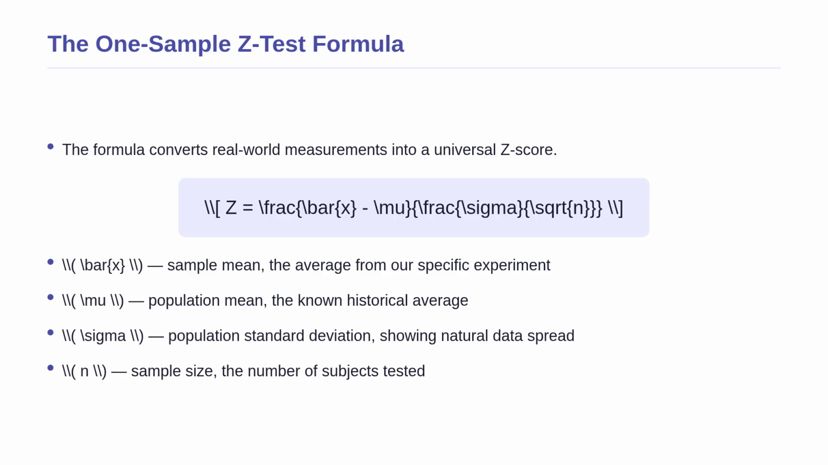The symbol x bar represents the sample mean from our experiment. The Greek letter mu represents the known population mean. The numerator simply calculates the raw difference between our new result and the old standard. In the denominator, the Greek letter sigma is the known population standard deviation, and n is our sample size. The entire denominator is called the standard error. If the raw difference is huge, but the standard error is small, our z-score becomes very large, proving the difference is real.